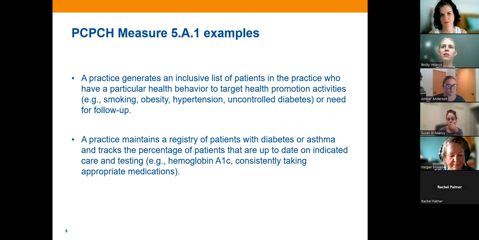Here are a few examples of what this could look like implemented in your practice. A practice generates an inclusive list of patients in the practice who have a particular health behavior to target health promotion activities. This might look like smoking, obesity, hypertension, or uncontrolled diabetes, or patients who need follow-up. Another example is a practice maintaining a registry of patients with diabetes or asthma and tracks the percentage of patients that are up to date on indicated care and testing, like A1C, imaging, or consistently taking their medications appropriately.